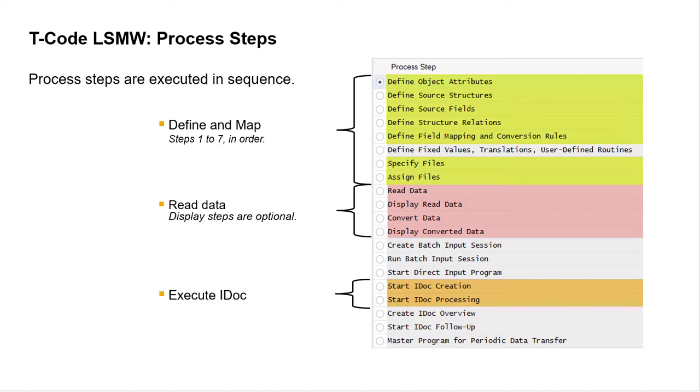When that's done, when you have a completely defined LSMW project, then it's possible to repeatedly perform the read and execute steps using different source data files. If there's an error, for example, let's say a source data error, then after clearing the error, always return to the read data step and begin executing in sequence from that point.